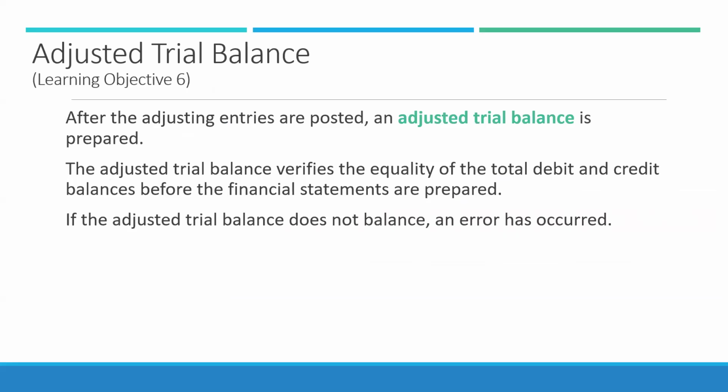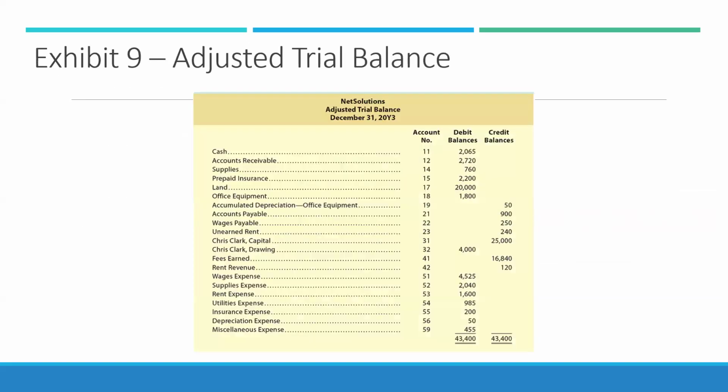Once we have completed all of these adjusting journal entries, we then can prepare an adjusted trial balance. This adjusted trial balance is really important because this is where we are going to take the numbers for our financial statements. As you see, we will take all of these figures down below from fees earned and rent revenue and all the expenses to come up with our income statement.